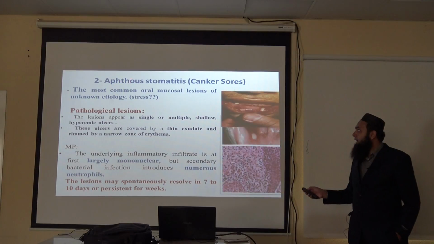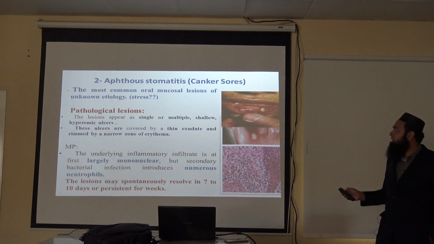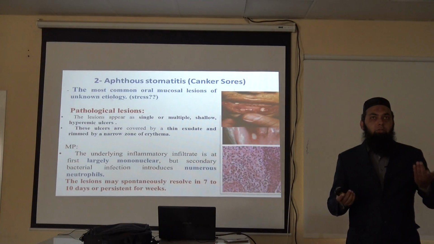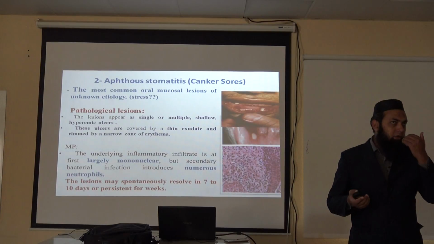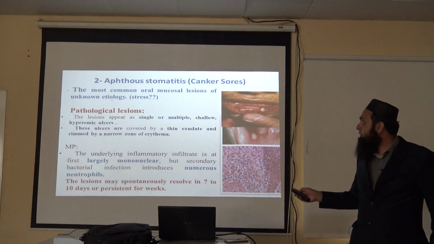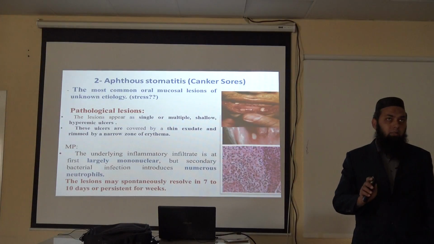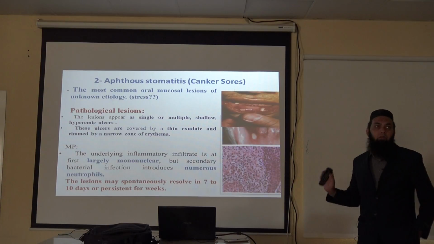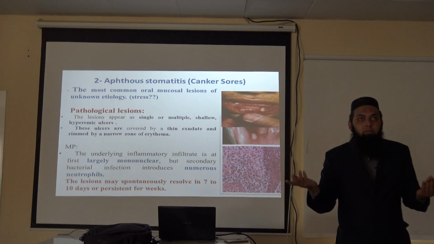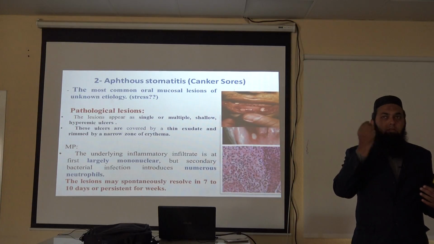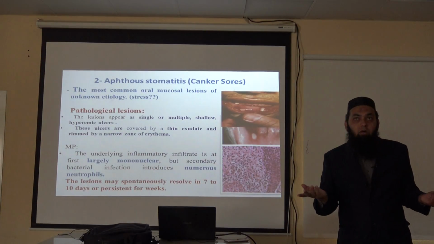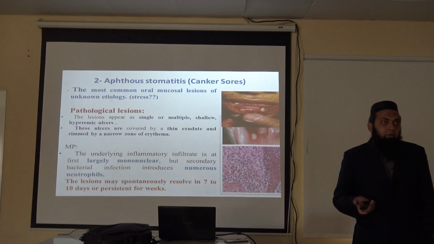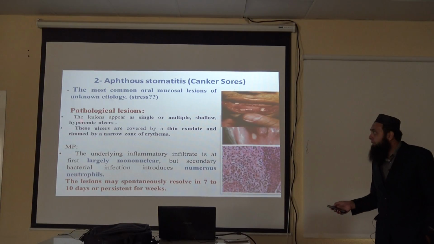Okay, the second one, aphthous stomatitis, also called canker sores. These are very common in the population. Usually what people come across, their ulcers in the mouth, are aphthous stomatitis. So very common. The most common oral mucosal lesion, of unknown etiology. So we don't know. All of a sudden, once we get up in the morning, we feel there's some ulcer in the mouth. We don't know the cause, but maybe stress, maybe some genetic factors. We don't know exactly.